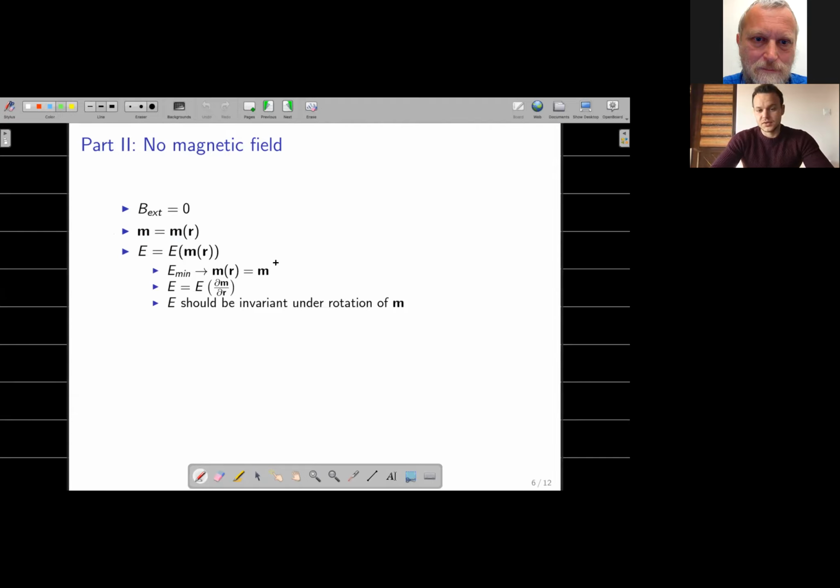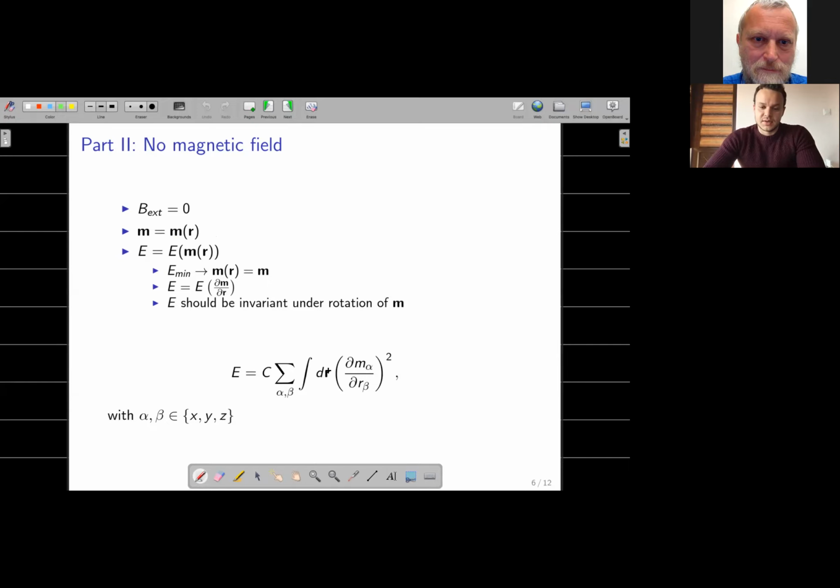The energy, of course, should be invariant under rotation of M, because if we take the ferromagnet and we rotate it, the energy does not change, even if there are fluctuations. So that would more or less lead us to the following form of the energy. How this is found is a simple expansion of the energy with respect to small deviations of M, right?